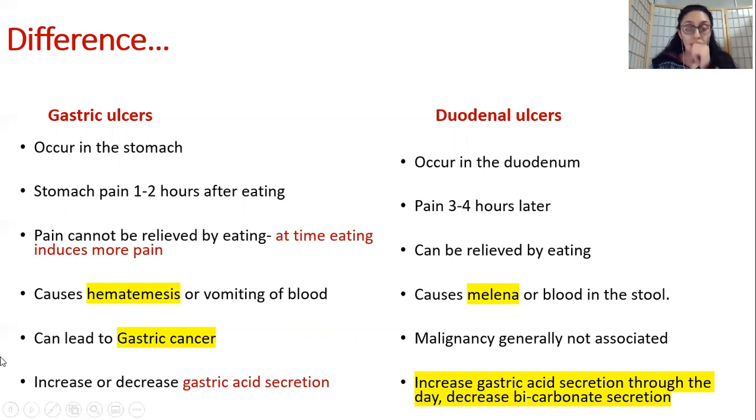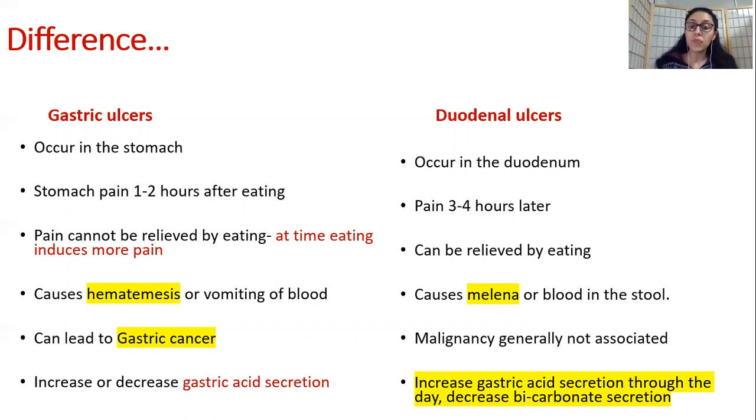Okay, then you have gastric acid secretion. With gastric ulcer, it could be an increase or a decrease of gastric acid secretion. Again, it depends upon the underlying cause of the gastric ulcer. If you have a gastric ulcer because of Helicobacter pylori infection, it is very likely that you will have less HCl secretion, whereas if it's some alternative reason, it may differ.